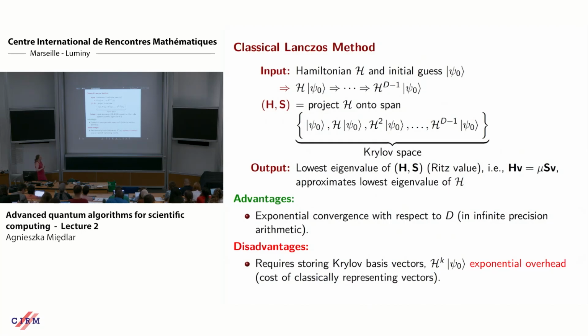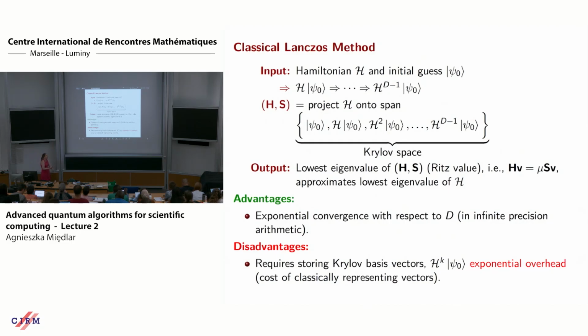We have our Hamiltonian H and the initial guess. We have to be able to apply this Hamiltonian to the initial guess to get the set of initial states or basis states. If we do that, we create the space that is called the Krylov space. Those of you who worked with iterative solvers know it's just the space where you have an initial vector and then you apply powers of your operator. You gather those vectors and you have a Krylov subspace.